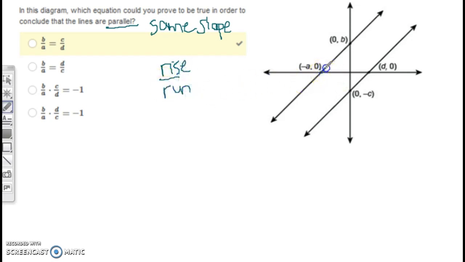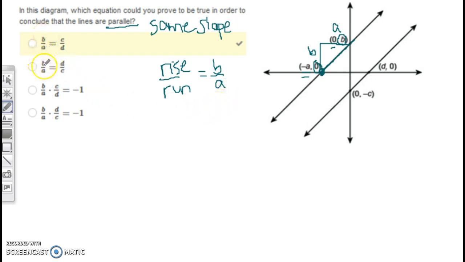So if I wanted to find the slope of this top line, I would start here. I would rise up, count how many I rise up, and then I would count how many I run over. Well, it's kind of strange because we're given letters, but if you look, rising up is y values. So if we think about the y values, we go from 0 to b. That means I'm actually rising up b units. And then running over is x values. If I go from -a to 0, I've actually run over a units. So the slope of this first line, if I do rise over run, is b over a.